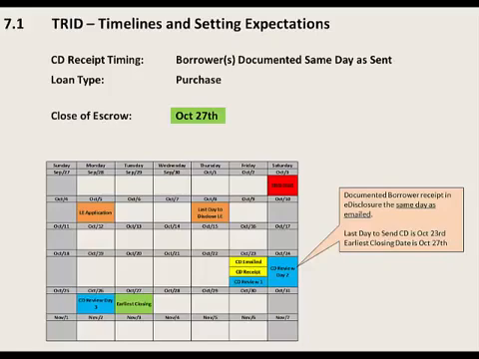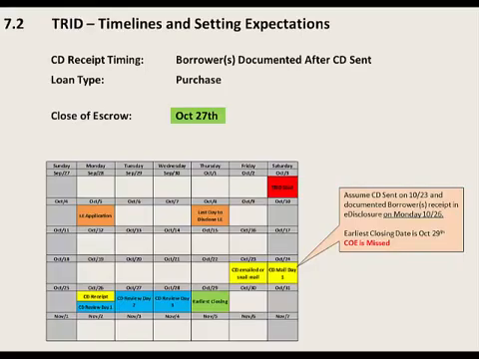The 23rd is review day 1. Saturday the 24th is review day 2. Sunday does not count. Monday the 26th is review day 3. Tuesday the 27th is earliest closing date. In this example where everything worked perfectly, the close of escrow is met.